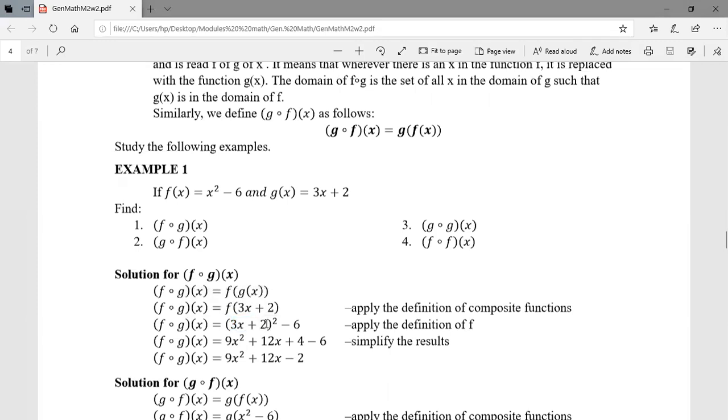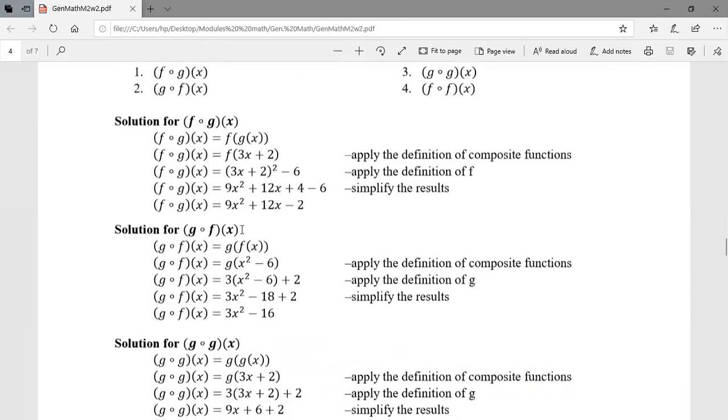Plus square of the last term. Our last term is 2, and the square of 2 is 4. So we have here the answer, which is 9x squared plus 12x plus 4. And copy minus 6. Okay, minus 6. So simplify the result. Combine like terms, 4 and 6. Negative 6 plus 4 is negative 2. So the final answer for finding f of g of x is 9x squared plus 12x minus 2.